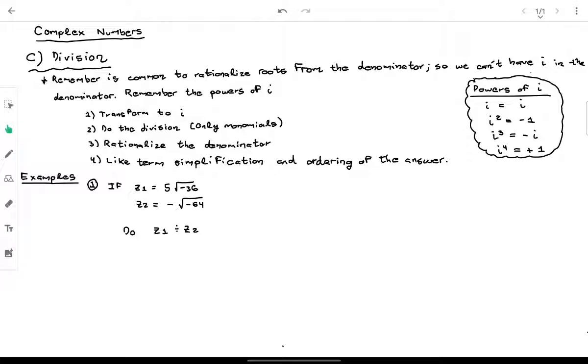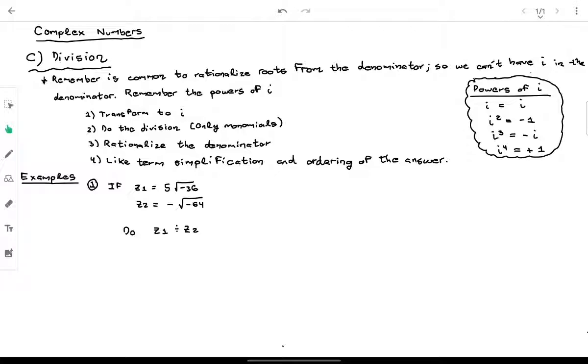So what happens here? Remember that the letter i comes from the root of -1. So if we have the letter i on the denominator, it's like having a root on the denominator. That's why it says we cannot have i on the denominator. So what happens if I have i on the denominator? We need to rationalize it.